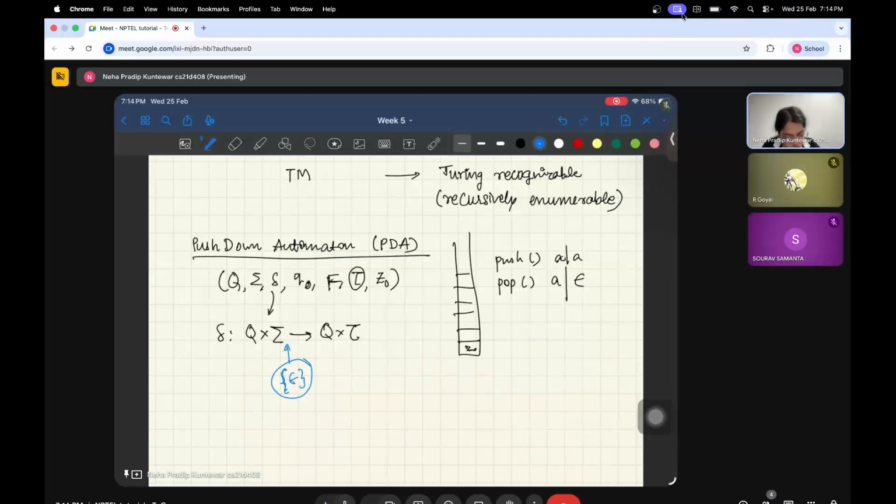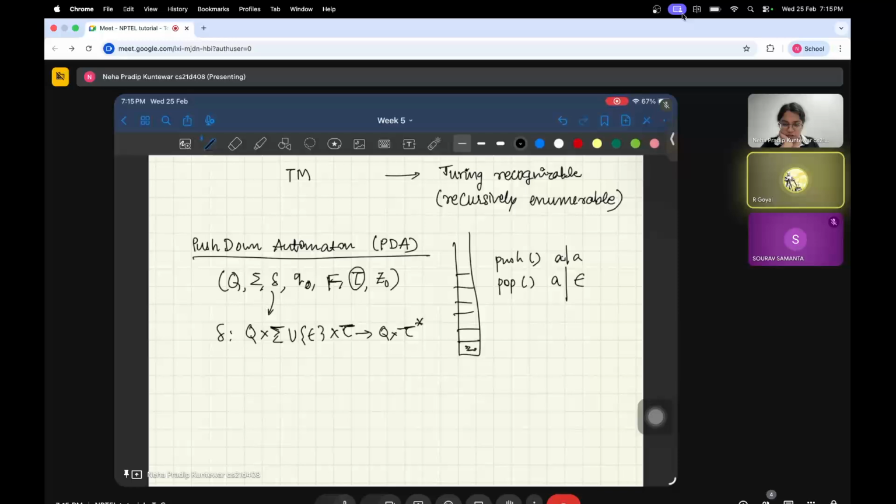Okay, let me just write whatever you said. So this is sigma union epsilon, and then you read a stack symbol on the stack, and you decide what to put on the stack. This is what is given in Hopcroft, even though other transition functions are also given in the different books. I mean, they have given this relation differently.